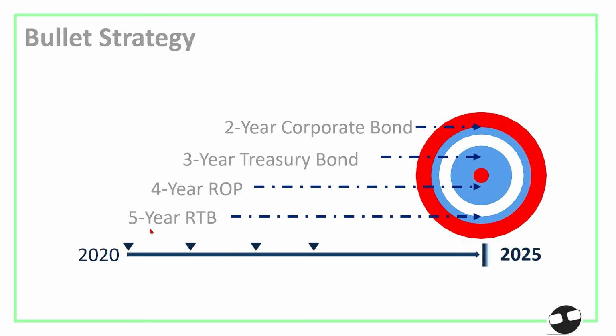So, yung 5-year mo, again, mas mataas yung yield niya compared sa, let's say, 3-year treasury bond mo and sa 2-year corporate bond. But the most important thing is that yung liquidity mo dito sa 2025 is very high because lahat ng bonds na ito magmamature on the same year. Okay, so that's the bullet strategy.